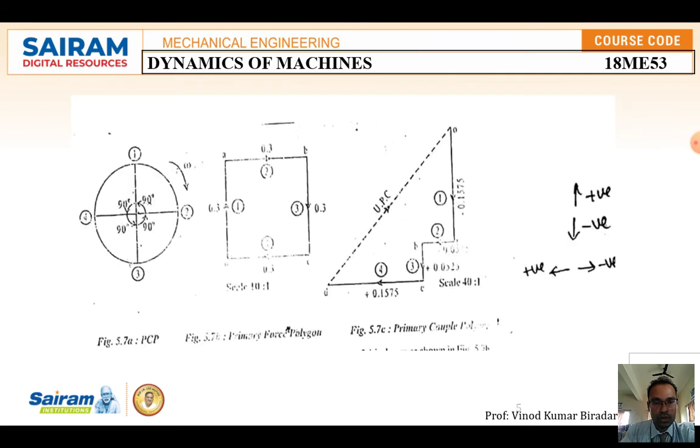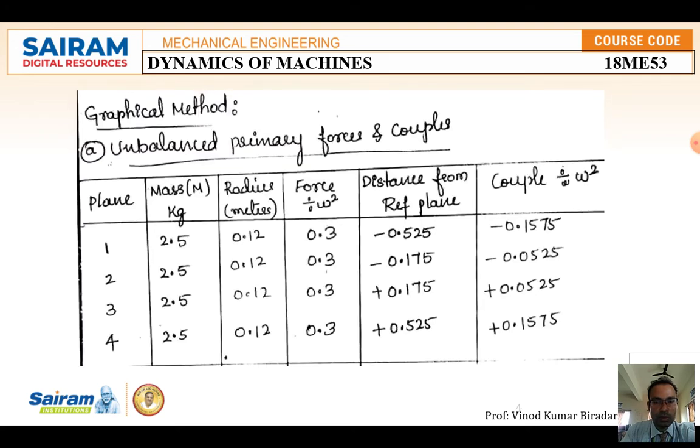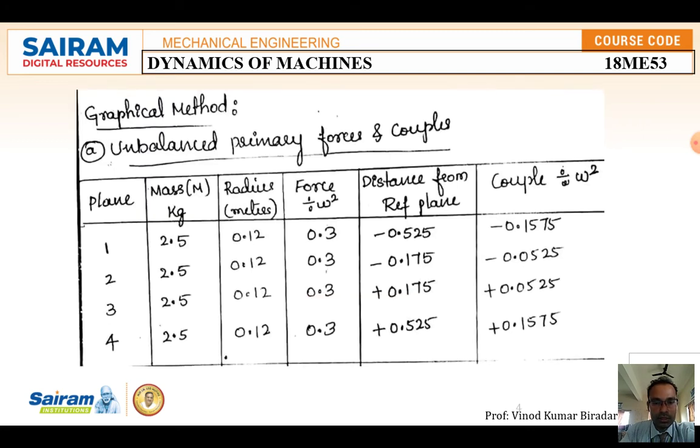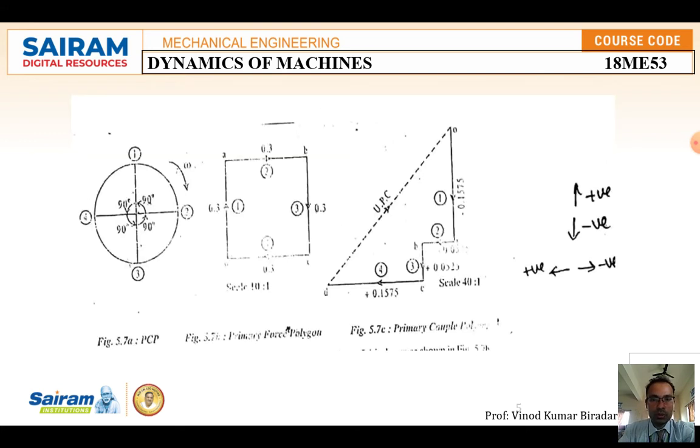Again put point B, and B to C's angle is 90 degrees. The length is given for the couple polygon, 0.0525, which you have to take here. Again from C to D is given, that is 0.157, which you have to construct. Once you construct this, there is no length, that is, no couple, so connect D to O.